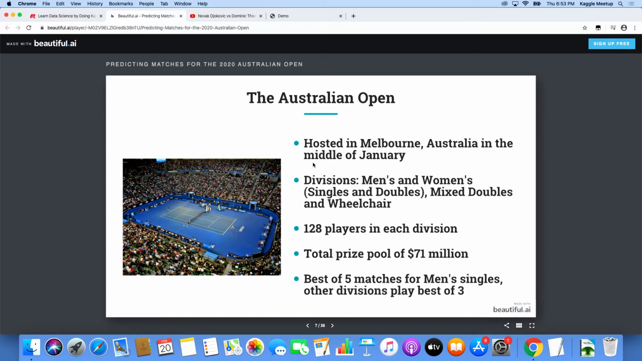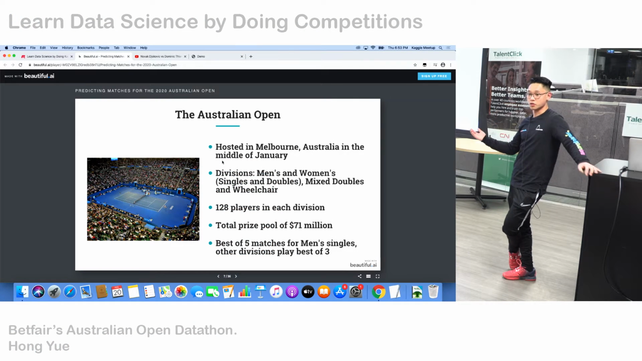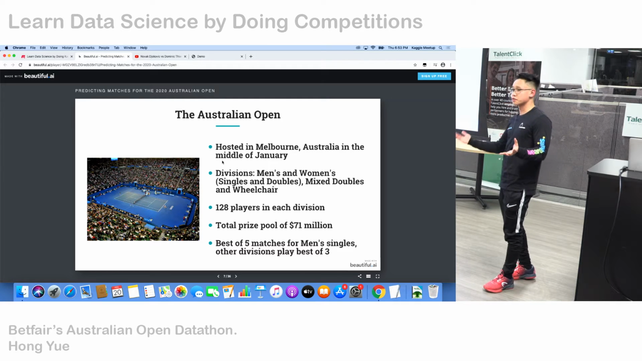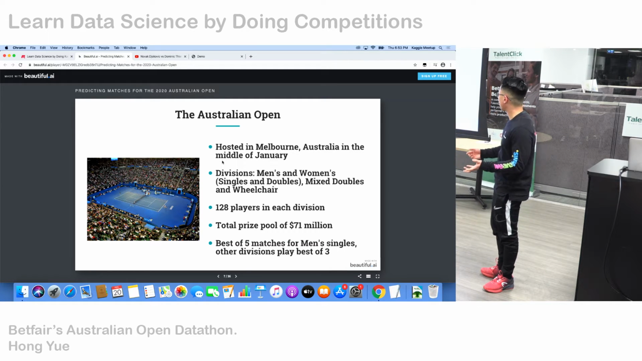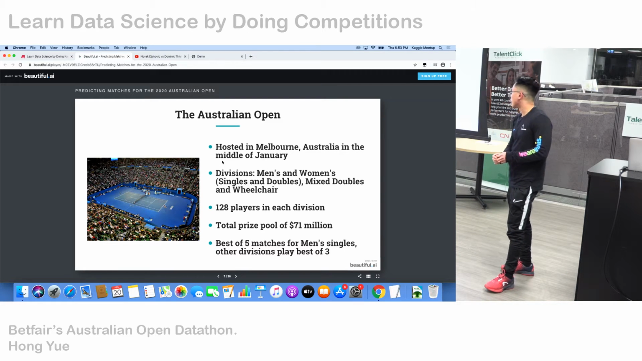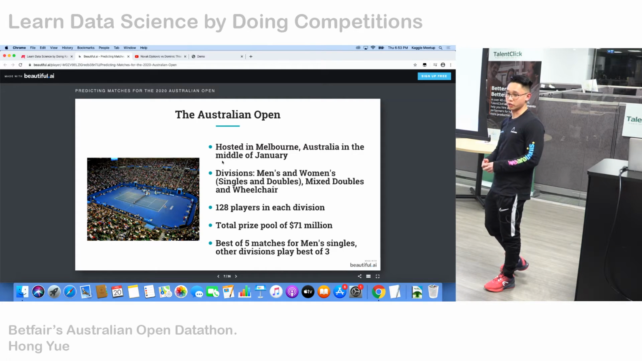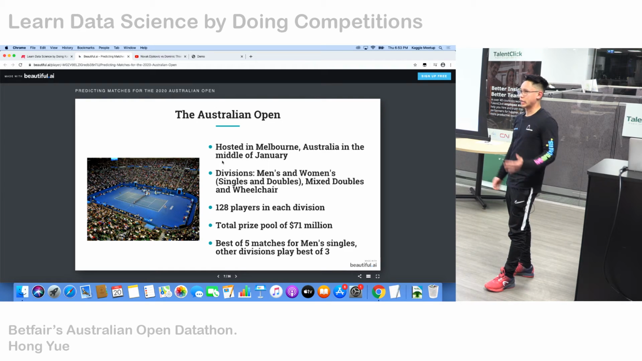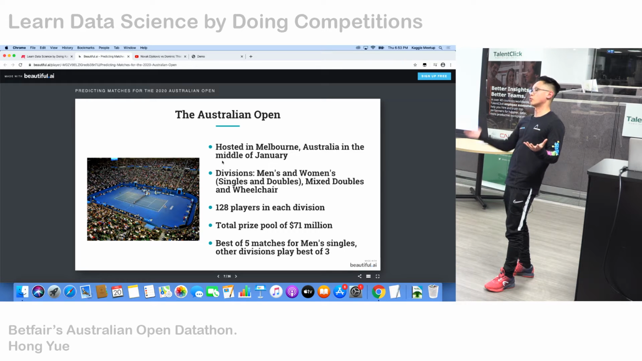The Australian Open is held in my hometown, Melbourne, Australia. It's in the middle of January, so the hottest part of the year. There are a few main divisions for the men's and the women's, so they play both singles and doubles. There are other divisions as well, such as the mixed doubles, and I think wheelchair, and also the junior championships as well. In each division, there are 128 players. For the doubles, it means that there are 64 teams because there are teams of 2. For the 2020 Australian Open, there was a prize pool of 71 million, and I think 4.1 million for both the grand finals for the men's and the women's singles.